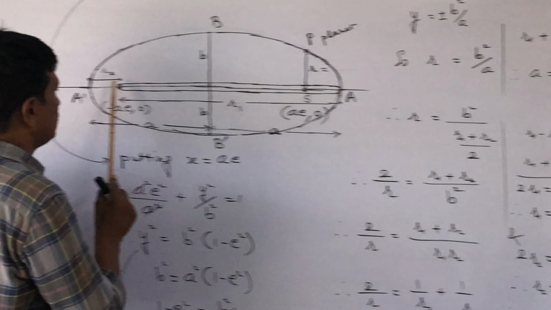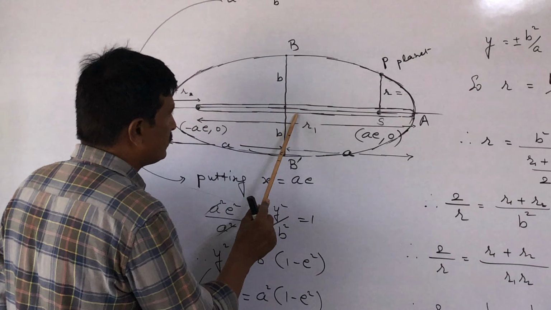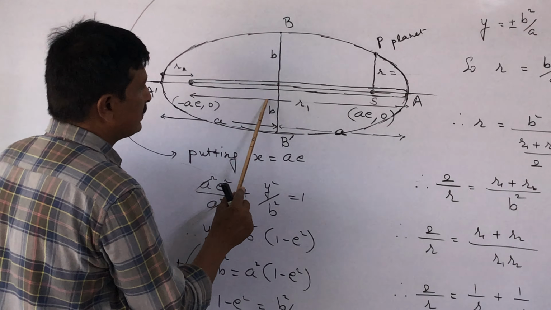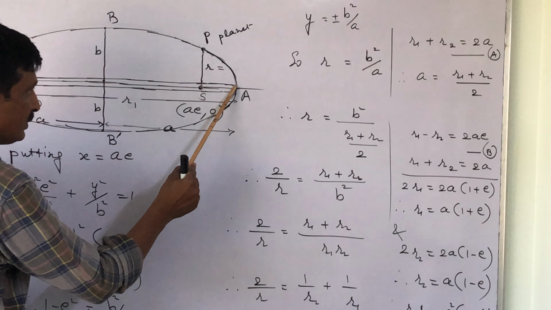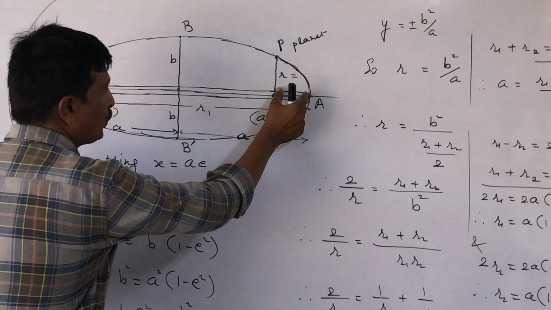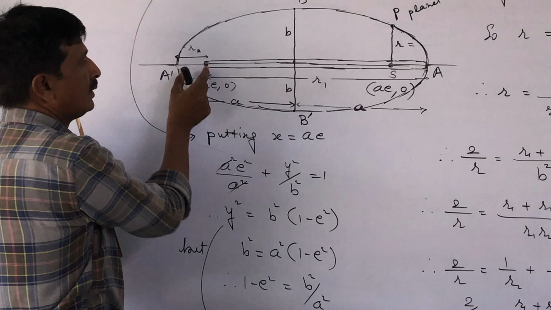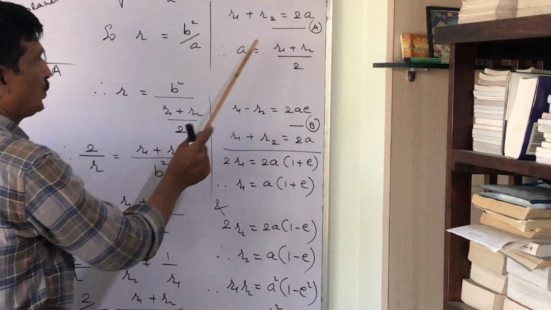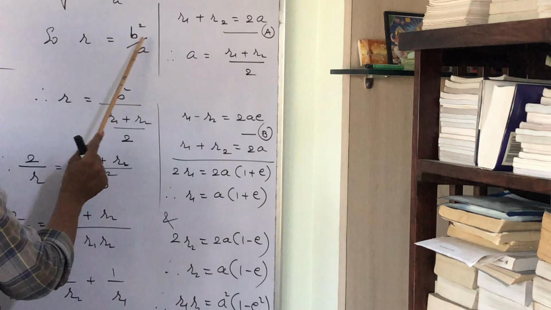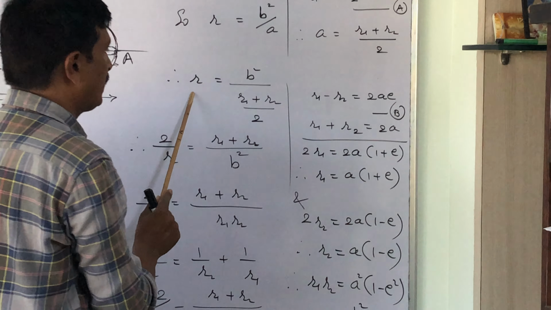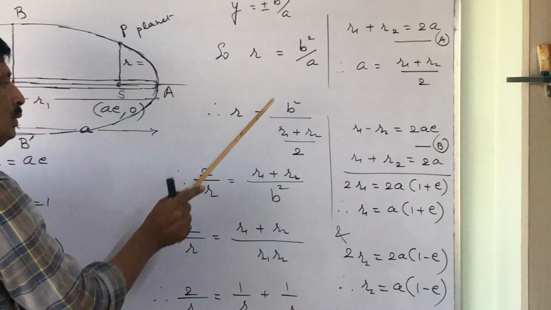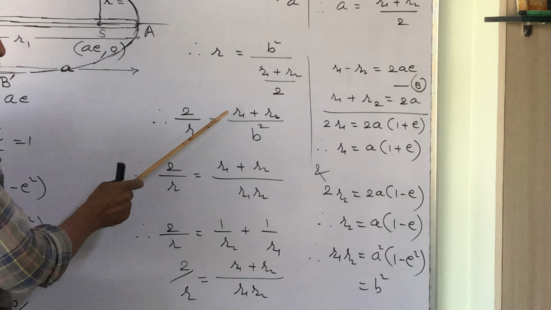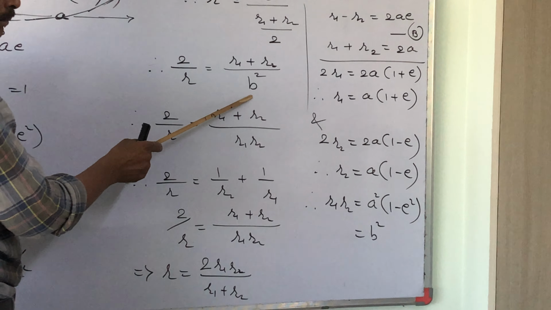But this is the string loop from this to this. This one is R1, this one is R2. If we put this part here, R1 plus R2, we get 2a. R1 plus R2 is 2a. So a is (R1 plus R2) by 2. So b squared by a is R, but a is (R1 plus R2) by 2. So readjusting the terms, 2 by R is (R1 plus R2) by b squared.